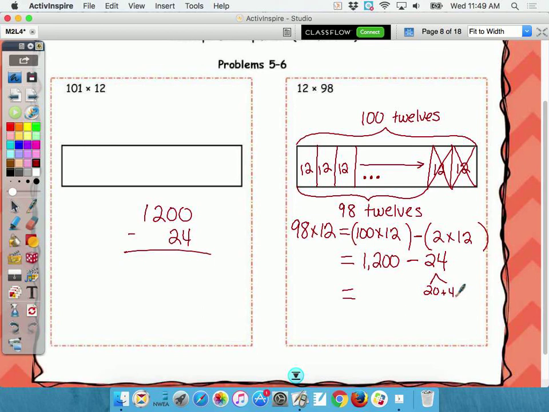So if I do 1,200 minus 20, what do I get? 1,180. 1,180. And then I subtract how many more? 4. I get 1,176. Just in time. Okay.